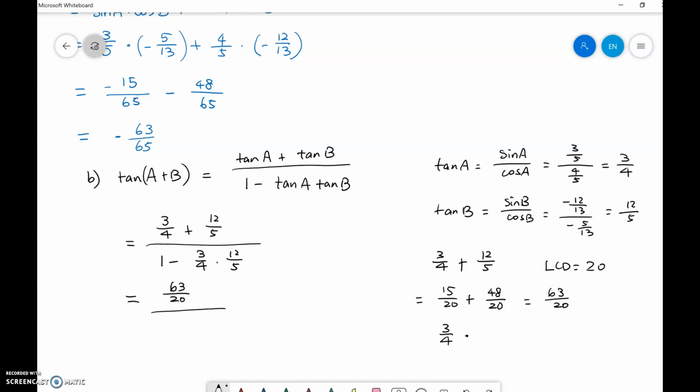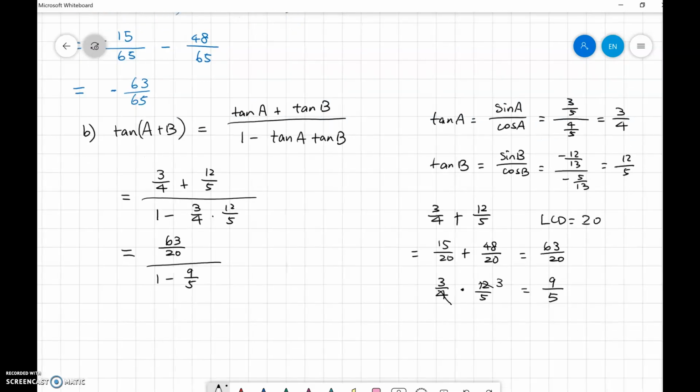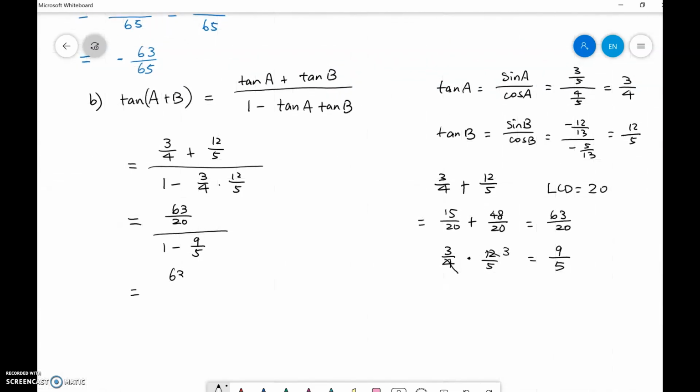For the denominator, three fourths multiplied by 12/5. I can multiply them across, but I want to simplify them first. So 4 and 12 will simplify to 3, so we end up with 9/5. Okay, 9/5. When I subtract them, I will get -4/5. So 63/20 divided by -4/5, multiplied by -5/4.